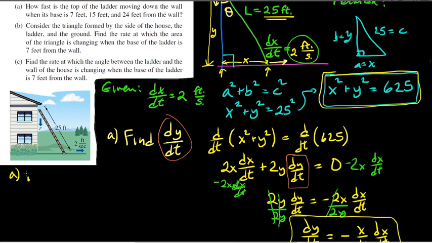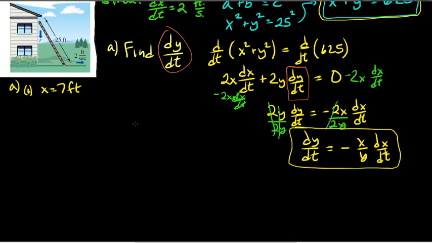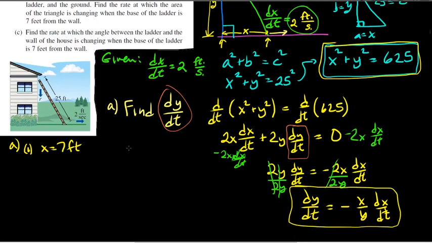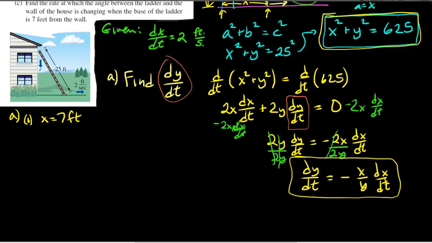So let's do part 1 of part A: x is 7 feet. So when x is 7 feet from the wall, the base of the ladder, the bottom of the ladder, 7 feet from the wall, what's y then? Well, if x is 7, how do you find y? You go back to the Pythagorean theorem. So instead of x squared plus y squared equals 25, oh, sorry, 625. Now we know x is 7, and you solve for y.